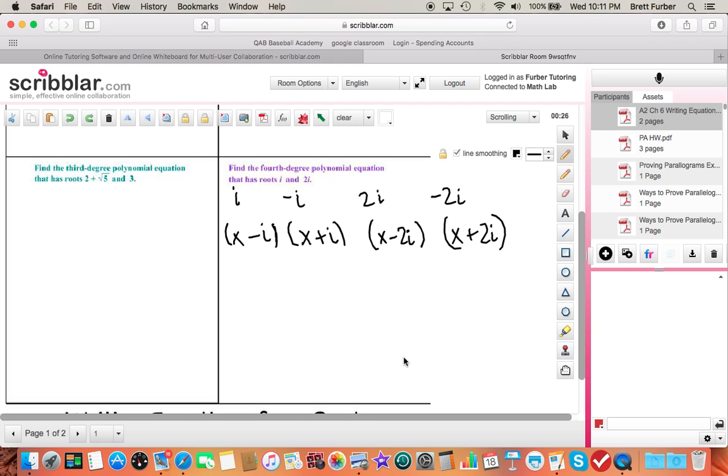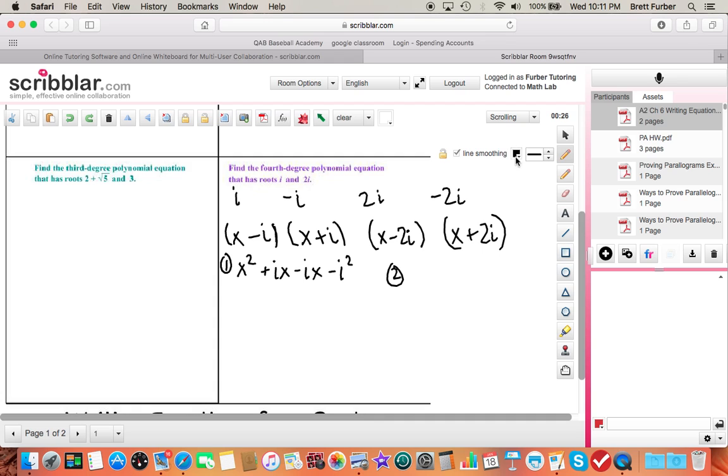And then this is just two sets of foiling. Okay, so we're going to FOIL this one, and then we're going to FOIL this one, and then we'll multiply them together. So this one, if I multiply, I get x times x is x squared. x times i is ix. Negative i times x would be negative ix. And then negative i times positive i is negative i squared.